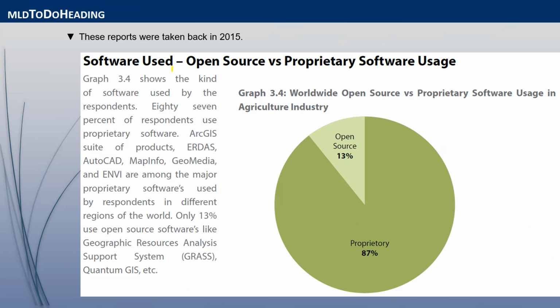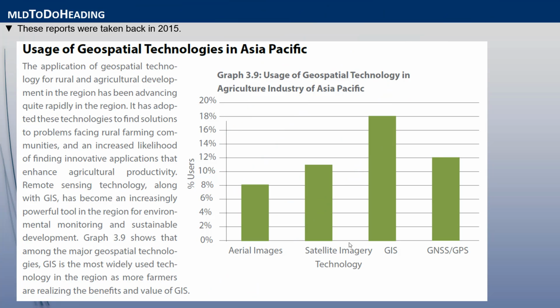The next thing is, what are the softwares used for these geospatial technologies? This pie chart is showing that a maximum of 87% of the softwares are proprietary. Proprietary generally means that they are not free to use. They are the property of some companies, and you have to pay those companies in order to access the software. It could be a one-time payment, or it could be a yearly subscription. So most of the softwares in this field are proprietary. These are not free.